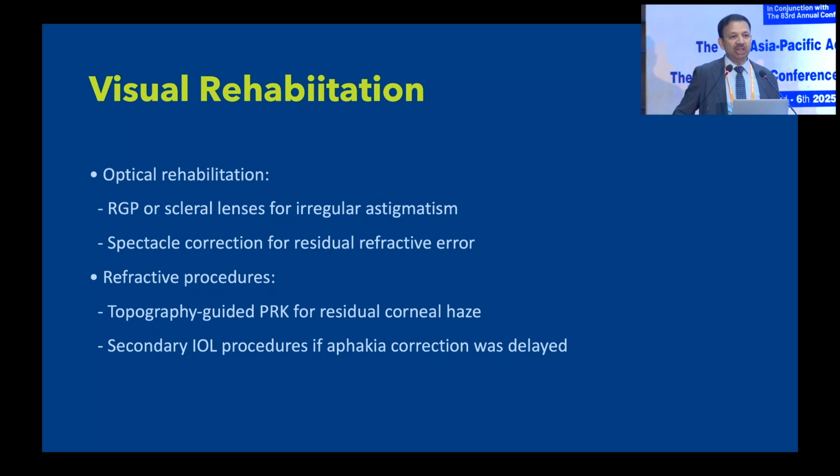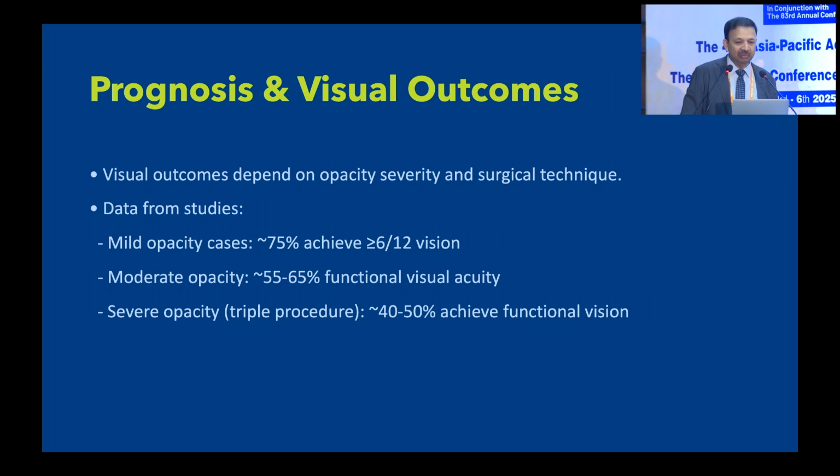You can also go back and do topo-guided PRK at a later date for any residual refractive error to smoothen the surface. And as I mentioned earlier, you can either do a secondary IOL, or sometimes you can go back and do a piggyback. You can always put a Sulcoflex and try to correct. Or people are even recommending you can put a toric ICL for any residual astigmatism if it is significant, rather than going back and trying to exchange the IOL, which may sometimes be difficult.